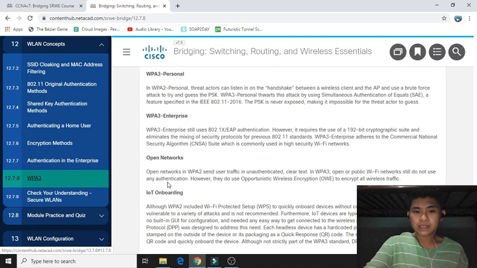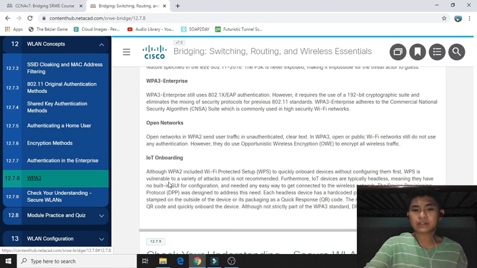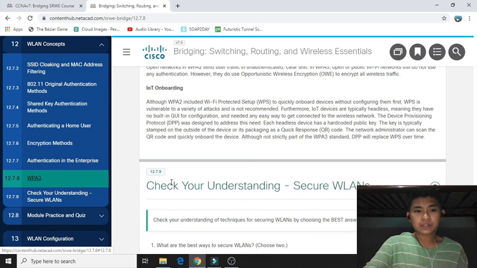Open networks in WPA2 send user traffic in unauthenticated clear text. In IoT onboarding, although WPA2 includes Wi-Fi Protected Setup, or WPS, to quickly onboard devices without configuring them first, WPS is vulnerable to a variety of attacks and is not recommended.